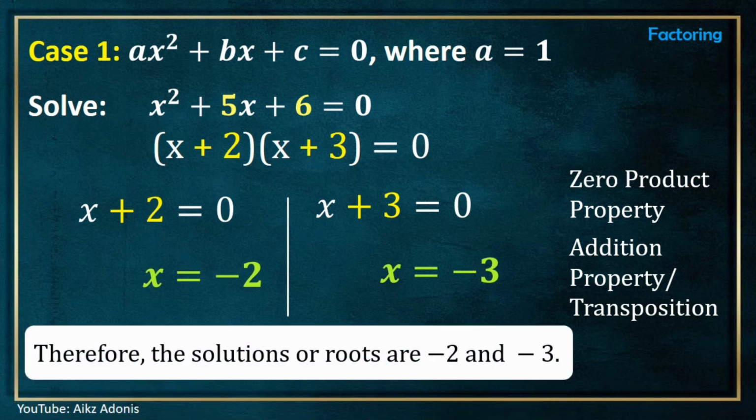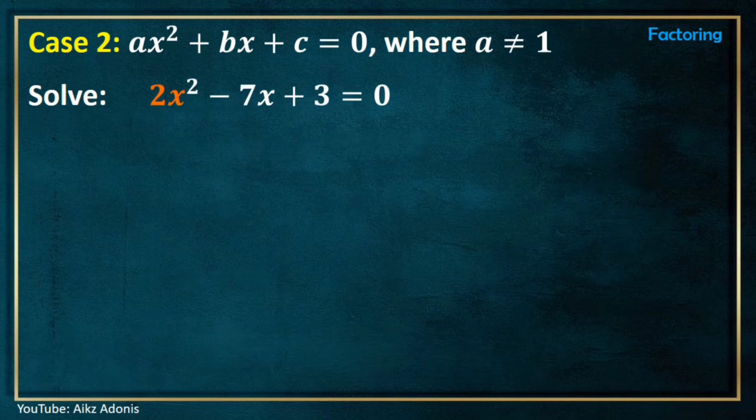Therefore, the solutions or roots of the quadratic equation x squared plus 5x plus 6 equals 0 are negative 2 and negative 3. So, did you get how to solve a quadratic equation in case 1? I hope so. Now, let's have the example in case 2, wherein your a is not anymore equal to 1.